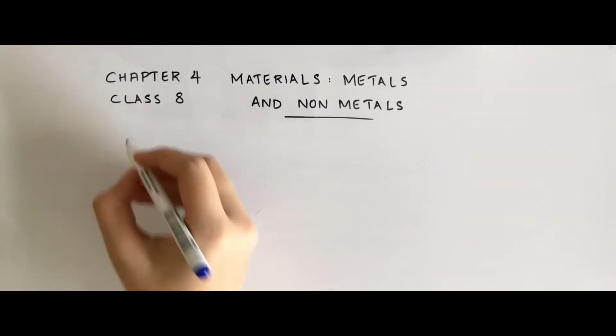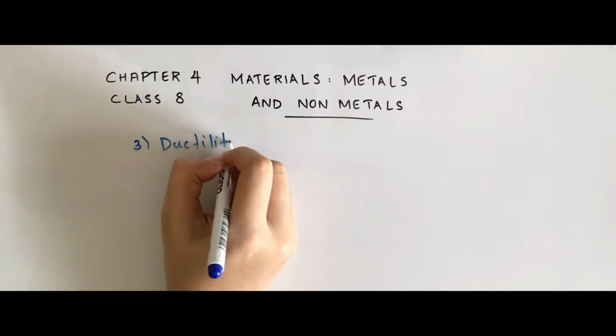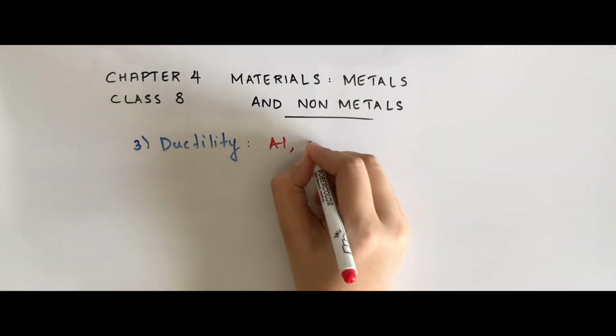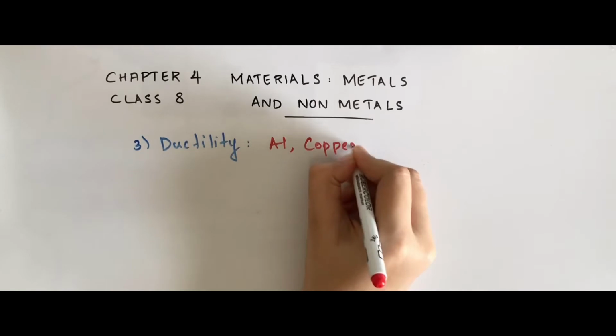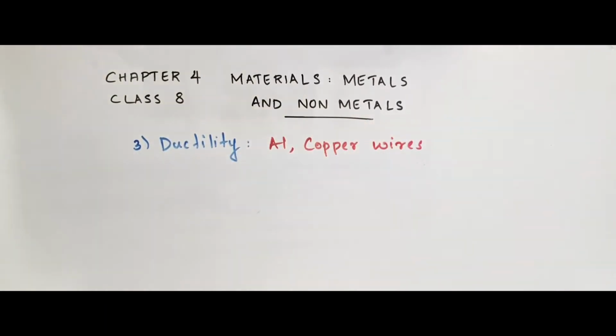The third property is ductility. So what is ductility? It is a property of metals which allows them to be drawn into wires. For example, metals like aluminium and copper are drawn into wires. You have already seen these copper wires or aluminium wires which are used for electric connection purposes. So these are ductile materials.